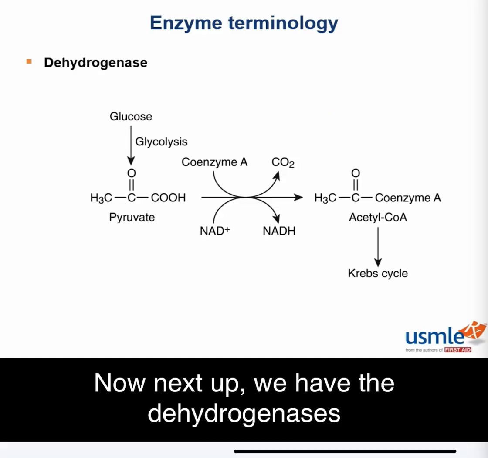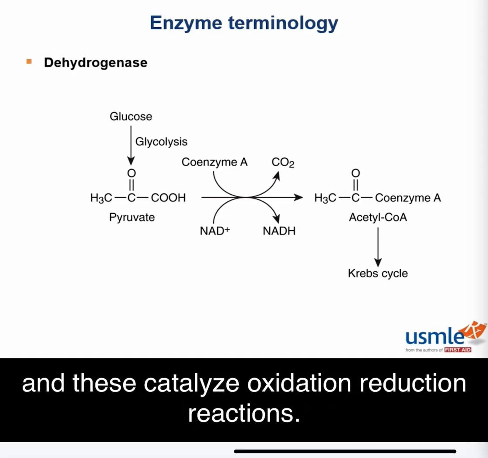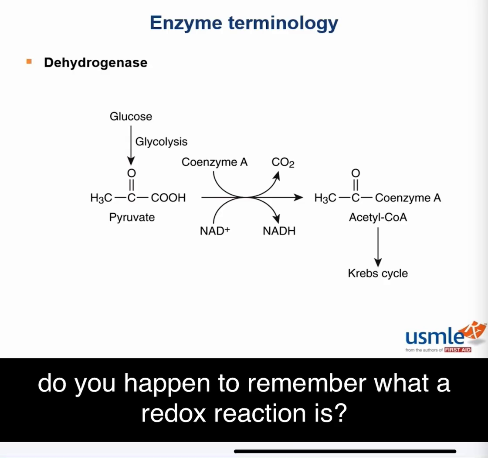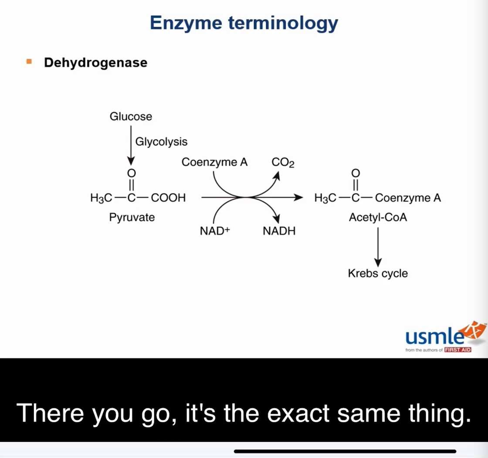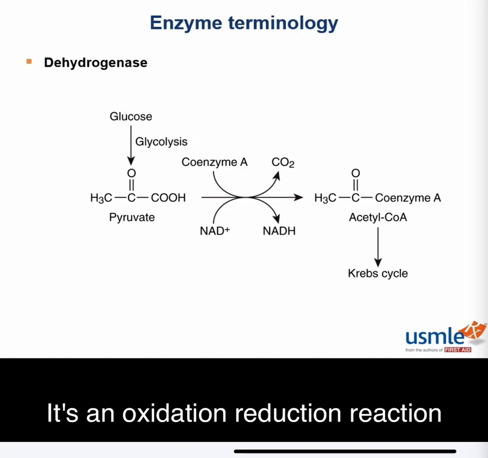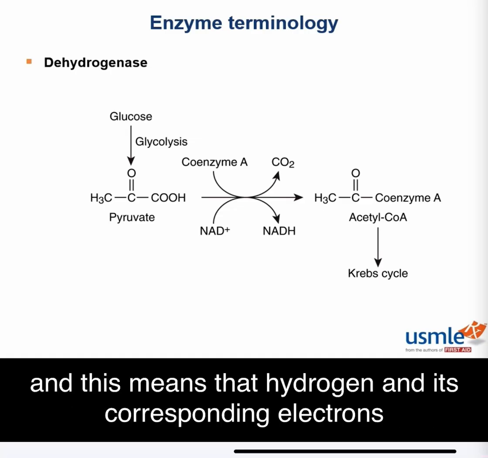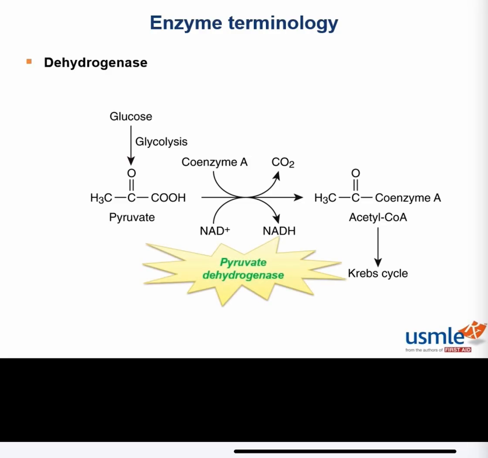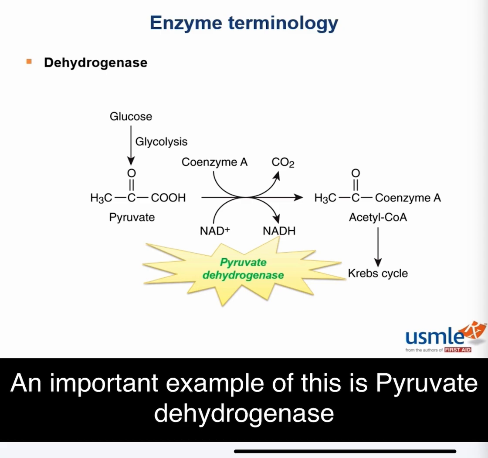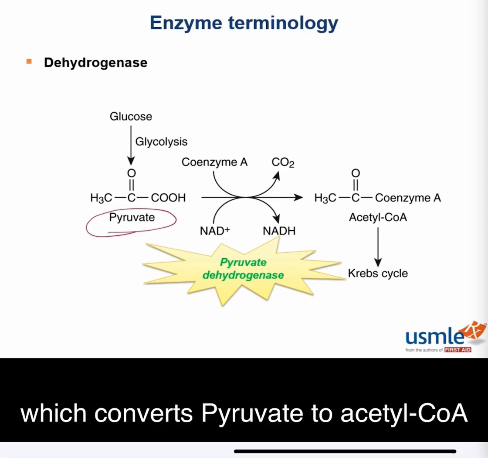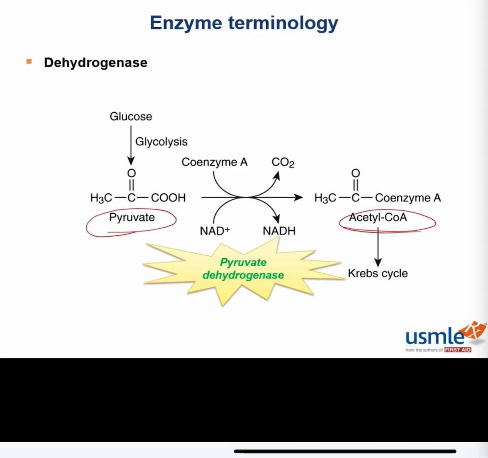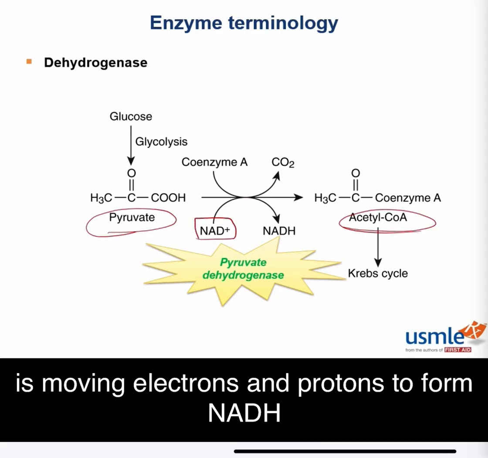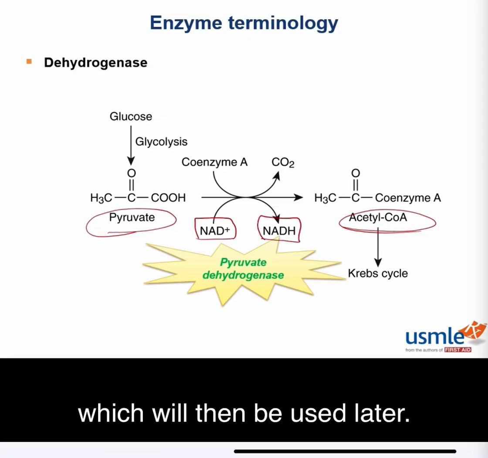Now next up, we have the dehydrogenases. And these catalyze oxidation-reduction reactions. And while we're on it, do you happen to remember what a redox reaction is? There you go, it's the exact same thing. It's an oxidation-reduction reaction. And this means that hydrogen and its corresponding electrons are removed from one substrate and added to another. An important example of this is pyruvate dehydrogenase, which converts pyruvate to acetyl-CoA, as you can see here. Also here, you'll see that pyruvate dehydrogenase is moving electrons and protons to form NADH, which will then be used later.